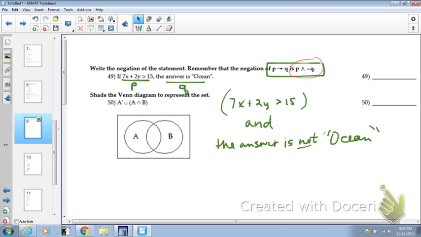Okay, for 50, our last one, one of the tricks you can do to figure out how to color your diagram is to put a number in each section. So I have on the outside a 1, then I have a 2, a 3, and a 4. And so 1, 2, 3, 4 is my universal set. A is 2 and 3, which leaves A prime to be 1 and 4. B is 3 and 4, which leaves B prime to be 1 and 2.